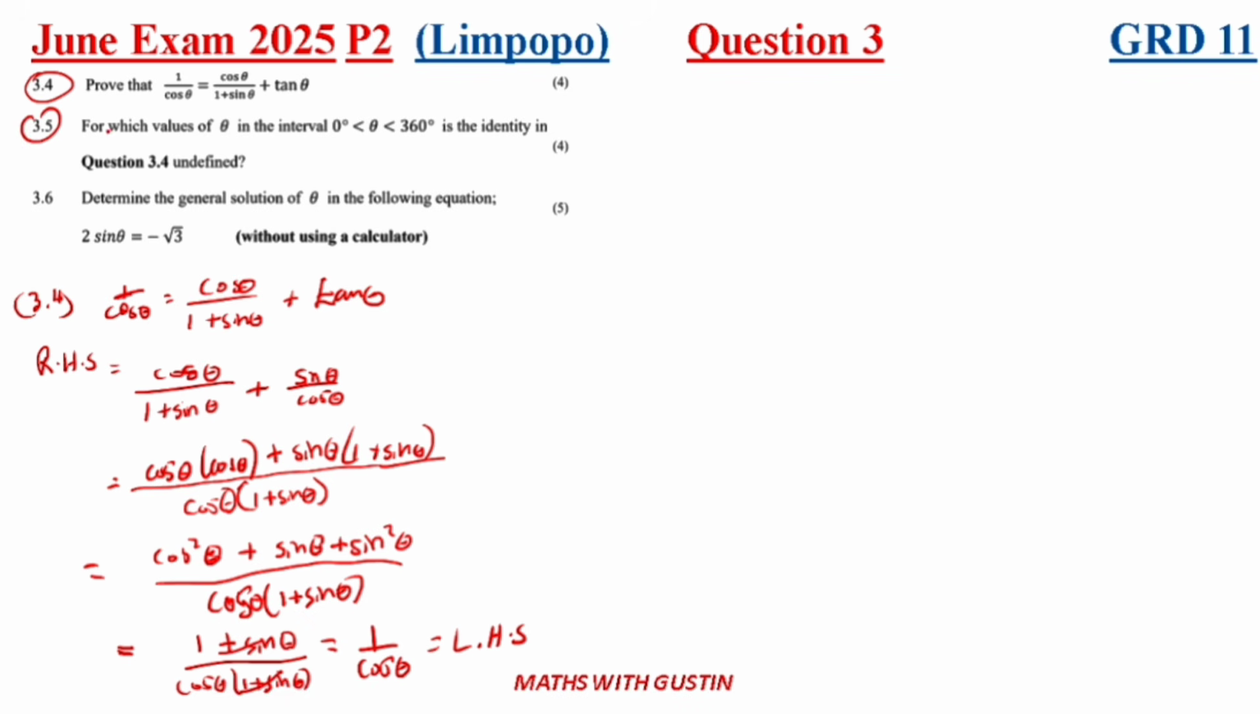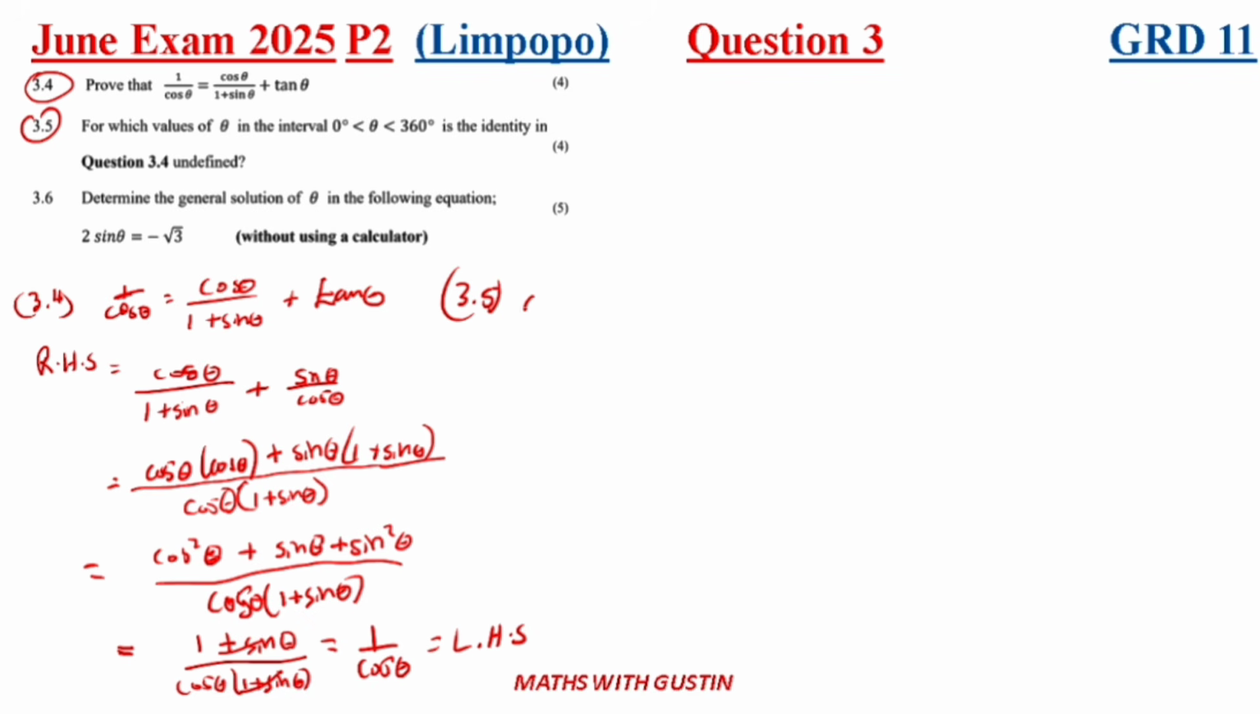3.5 says: for which values of theta in the interval 0 to 330 is the identity in 3.4 undefined? So here, guys, when they speak of undefined, basically they are asking for a situation where you would divide by 0. So basically they're just asking you where you would have an error. Every time you divide by 0, you are going to have an error.